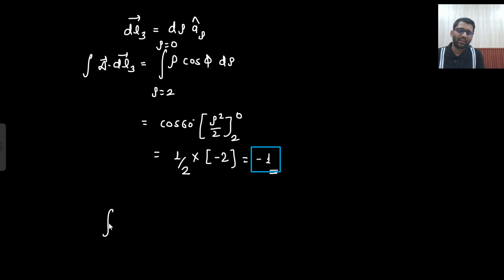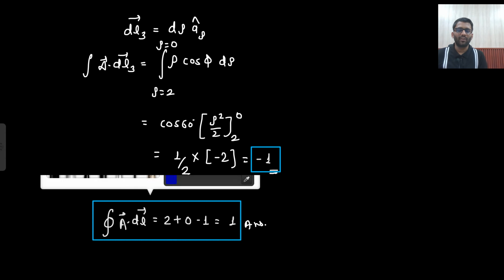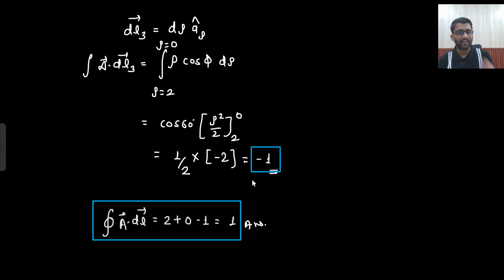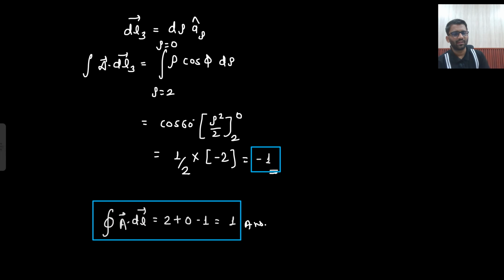So what is the complete integration? A dot dl: 2 plus 0 minus 1. 1 is the answer. Very easy question, very straightforward. Just the way I have told you, you need to go. Whatever is directed, you just need to solve in that manner. You will certainly be able to solve the problems in the examination as well. These kinds of problems are considered very tough by students. You can ask any of your friends, they will say this is very tough. But no, this is not tough. This is very straightforward.